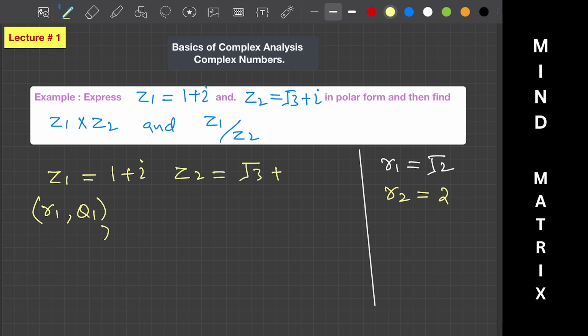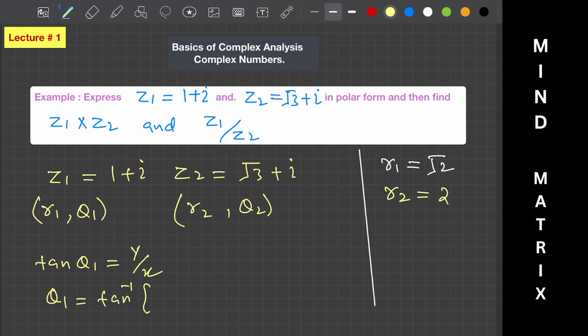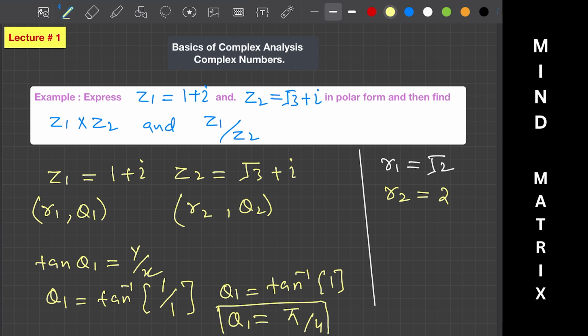r2 equals 2. Now let's find the argument of these two complex numbers, theta 1 and theta 2. Now we have tan theta 1 equals y over x. Theta 1 equals tan inverse. What's the value of y here? It's 1. And what's the value of x? It's 1. So theta 1 equals tan inverse 1. So tan inverse 1 equals pi by 4. So the value of theta 1 equals pi by 4. Let me write it here. Theta 1 equals pi by 4.